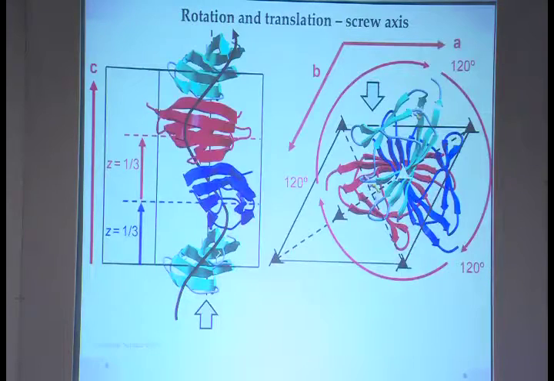So another example of rotation and translation, where the n of Cn, the axis, is 120 degrees, so n is 3. Again, you have rotated the molecule by 120 degrees, and then you have translated it along the z-axis by 1/3 of the unit cell. So you're generating this sort of helical structure by doing the roto-translation.